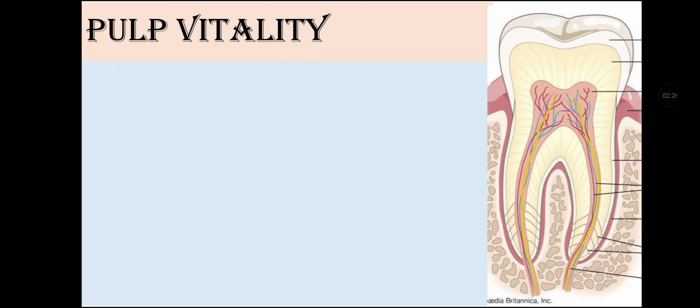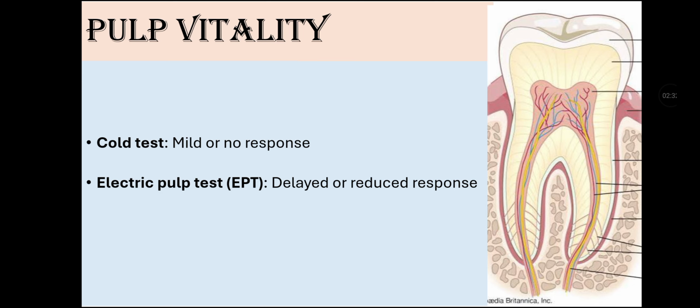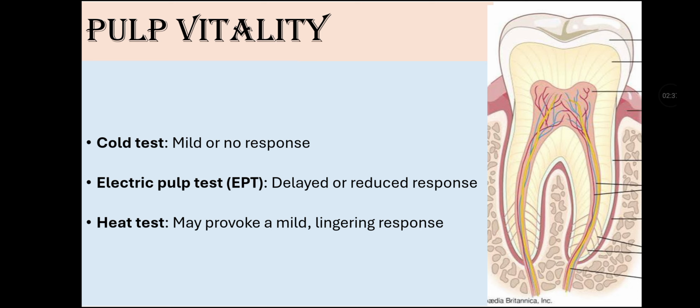Now let's talk about pulp vitality test in chronic pulpitis. We do the cold test, which has mild or no response. We can do the electric pulp test, which has delayed or reduced response. In heat test, we may provoke mild lingering response.